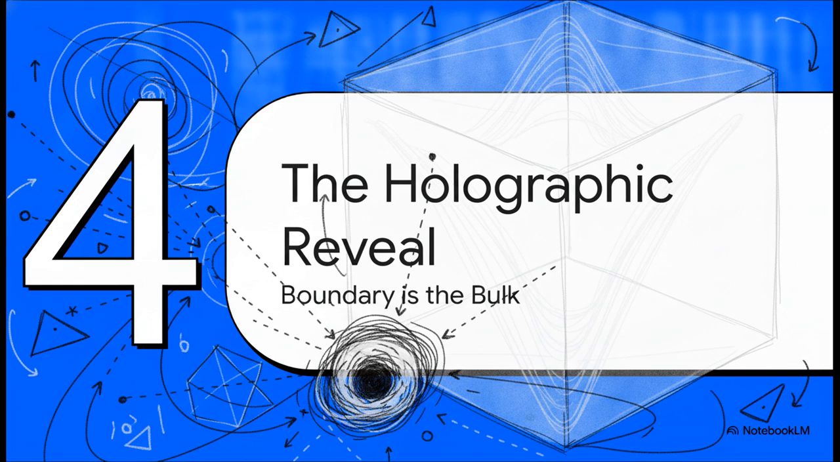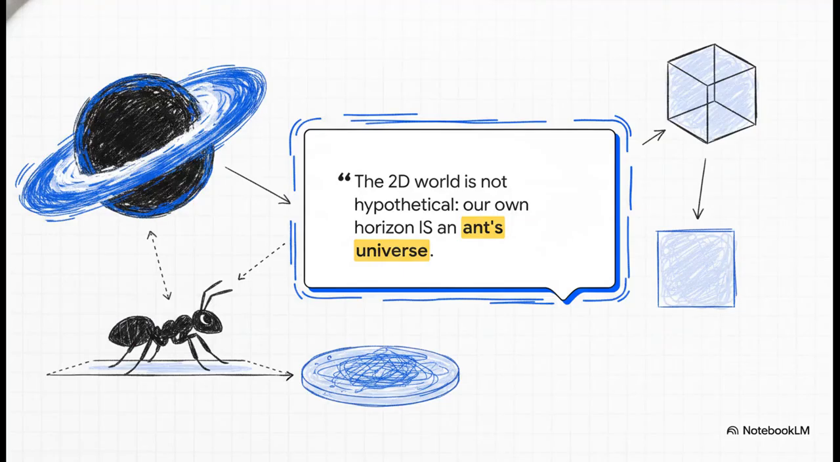The boundary is the bulk. So, all of this abstract math, the 1D boundaries, the exact entropy matches, it all brings us to a reality-shattering realization. The Ant's 2D world is not hypothetical. Our own horizon is an Ant's universe.